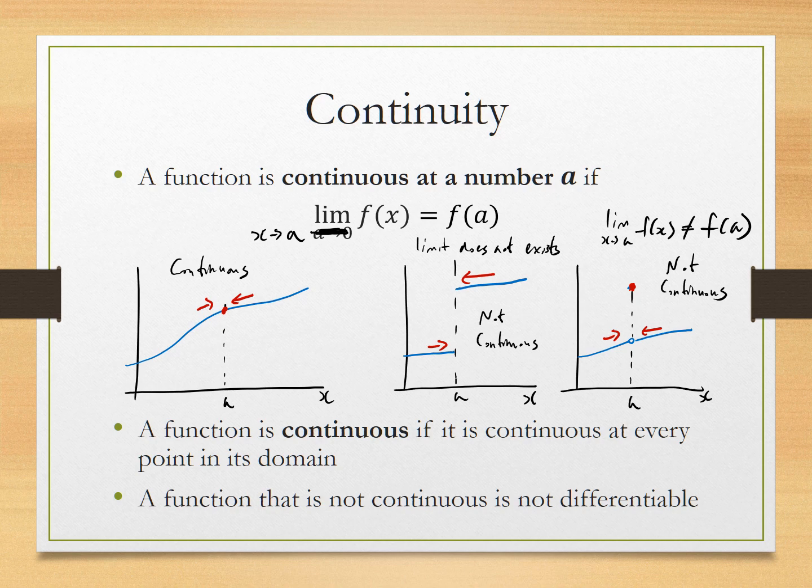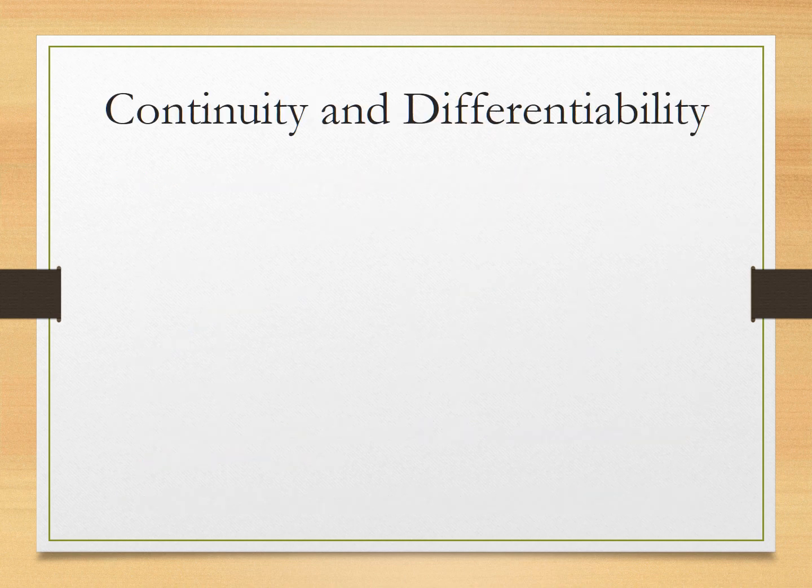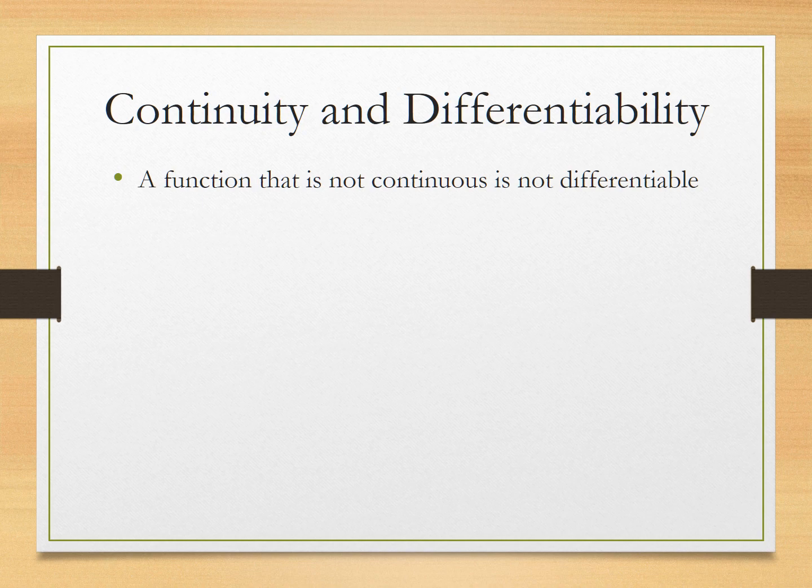Because you can see cases like these, right? What happens if you try to approximate the slope? Let's try. So a function that is not continuous is not differentiable. Let's try what happens if you try to approximate the slope.